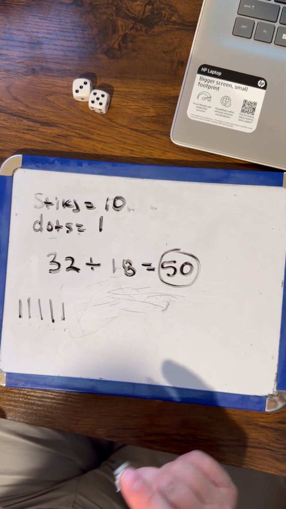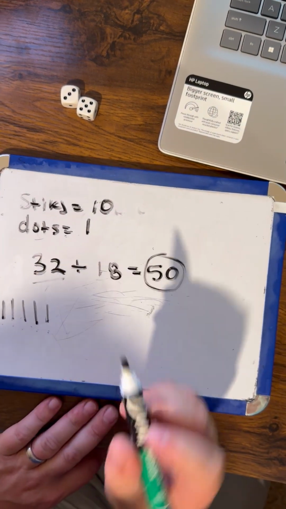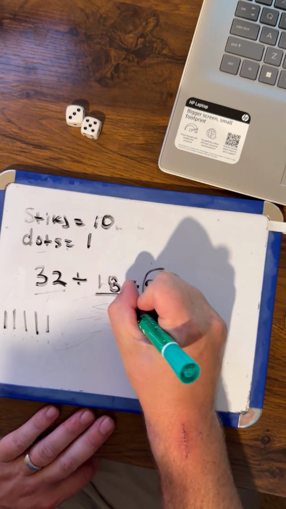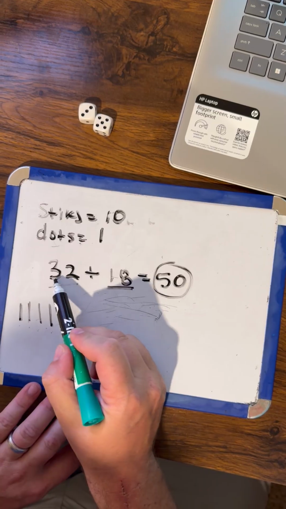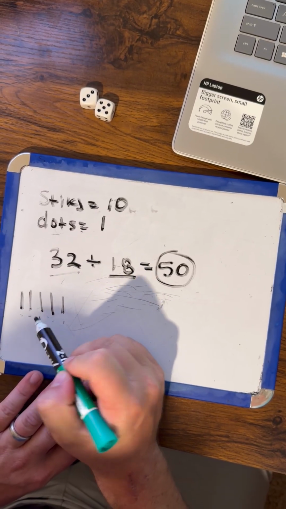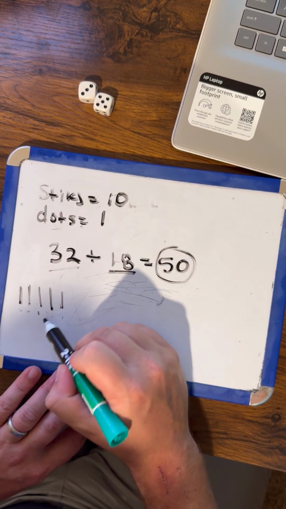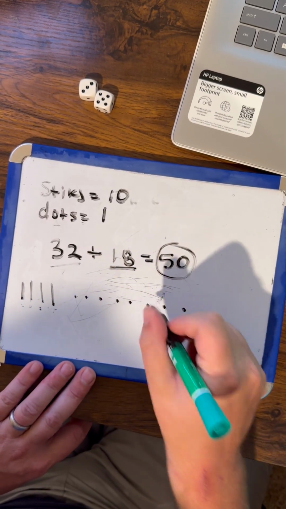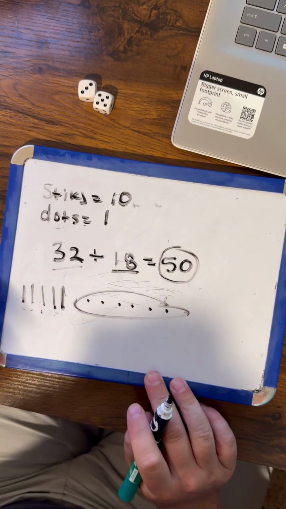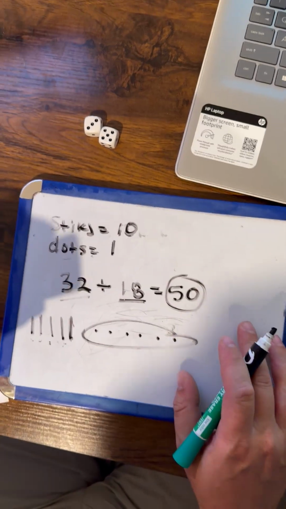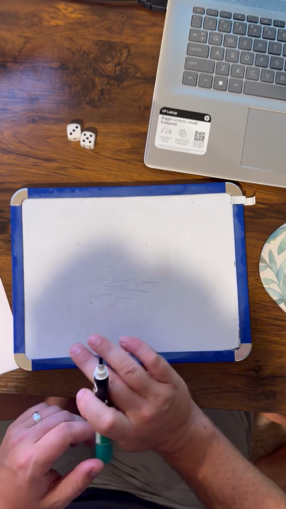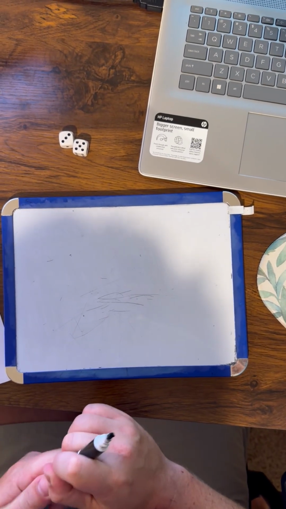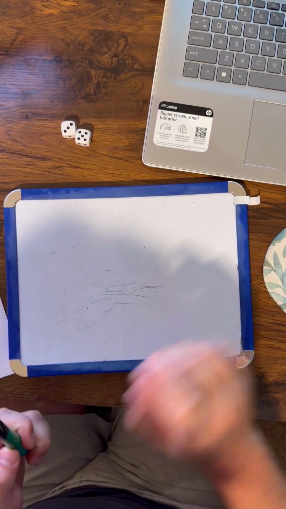So let's start thinking there. We know we started with 32, and then we were given 18 more. So we modeled our 30 with 3 sticks. We modeled our 18 with 1 stick. And our 10 dots added up to our 5th stick equaling 50. All right, now that we've seen the sticks and the dots to model, let's work on another one. We're going to do a subtraction problem this time.